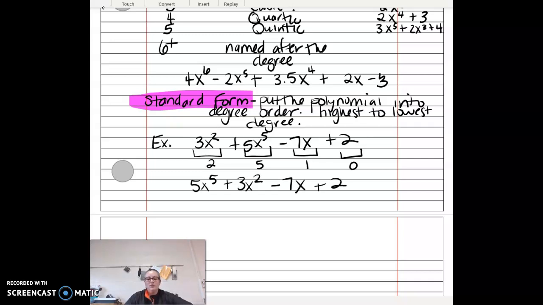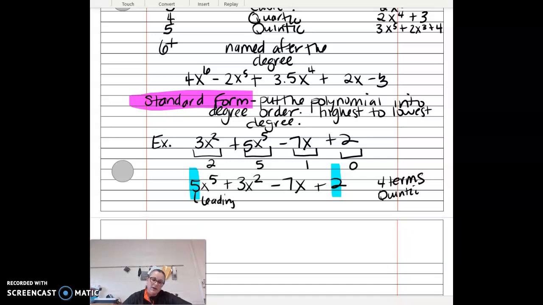So this one has 1, 2, 3, 4 terms. There's no special name for 4 terms, but it is a polynomial. It is a 5th degree, so it's quintic. Your leading coefficient is 5, and your constant is 2. So I'll label the leading coefficient, and then this is your constant.